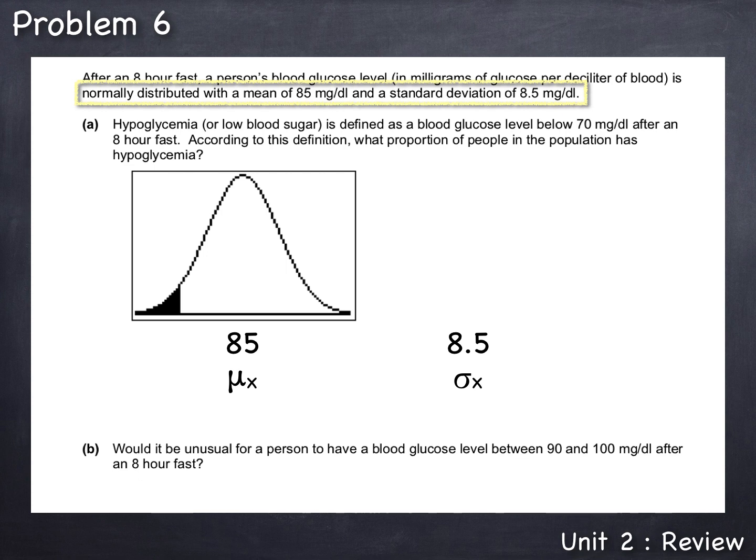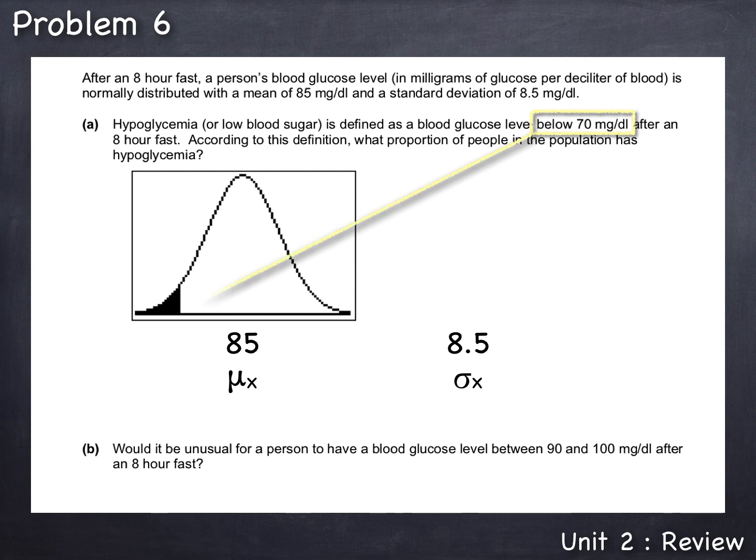To do this, we look at the question. Here, the proportion of people in the population that have hypoglycemia, according to this definition, are those who have a blood glucose level below 70 milligrams per deciliter. 70 falls below the mean of 85. And the area below 70 would be everything below or to the left of 70, all the way to the lowest or minimum glucose level.